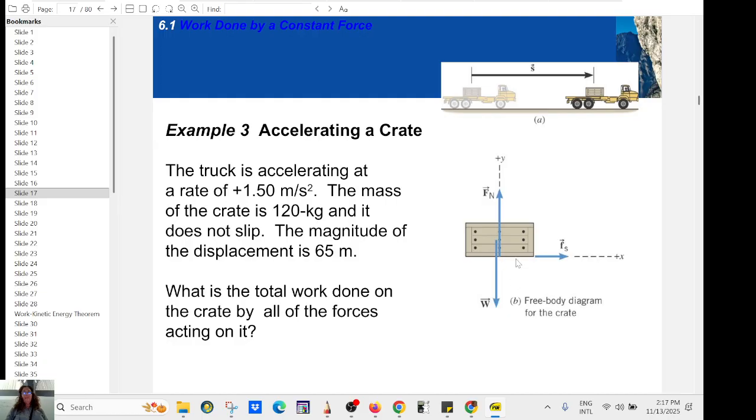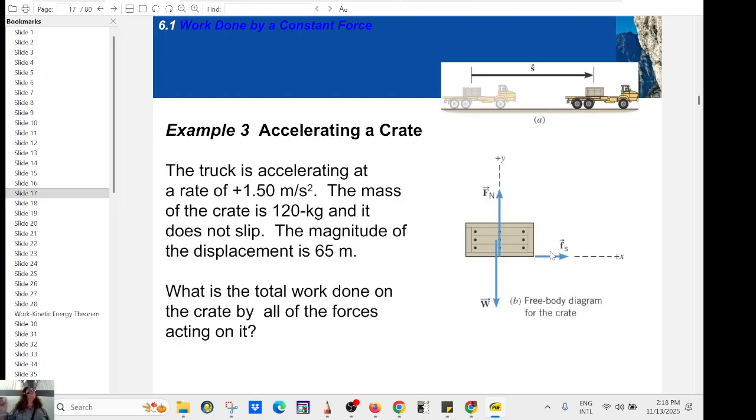Okay, so for example, let's try to do this one. The situation here can be confusing, but in the end it's not that hard. You have a crate on a truck. You forget about the truck and the crate. You isolate the crate, so you focus on the crate. The crate is acted upon by static friction, so it doesn't slide.